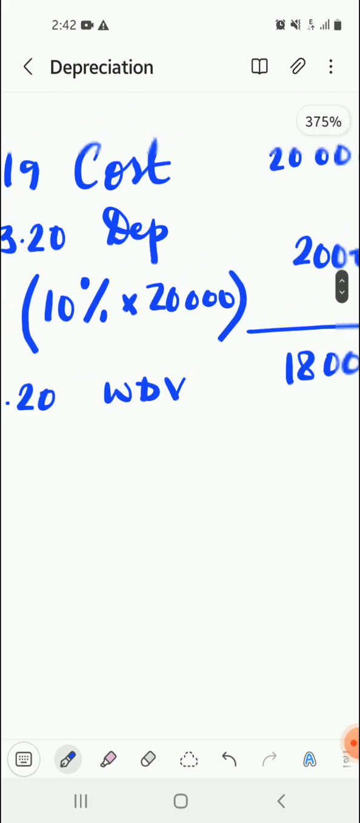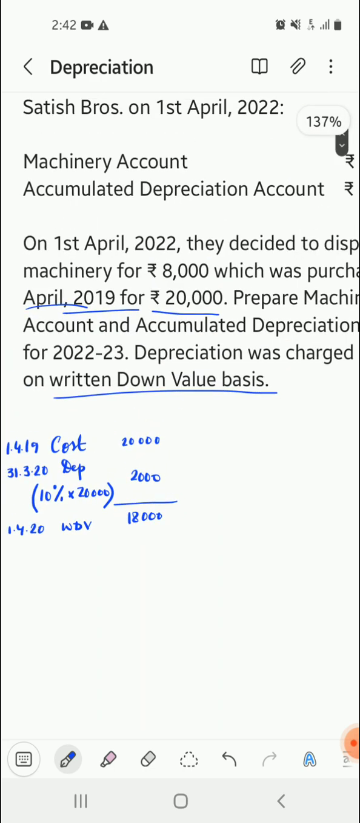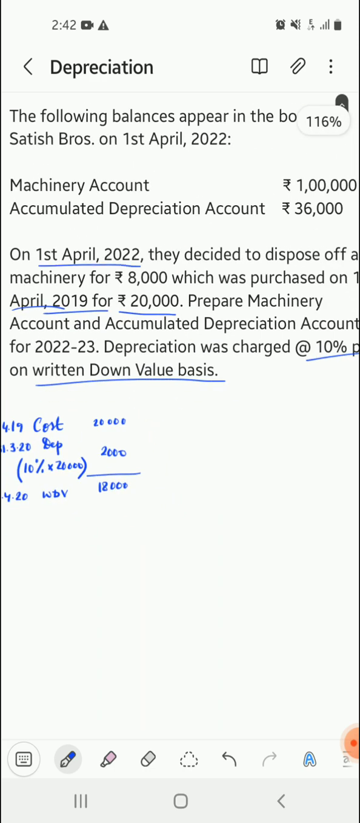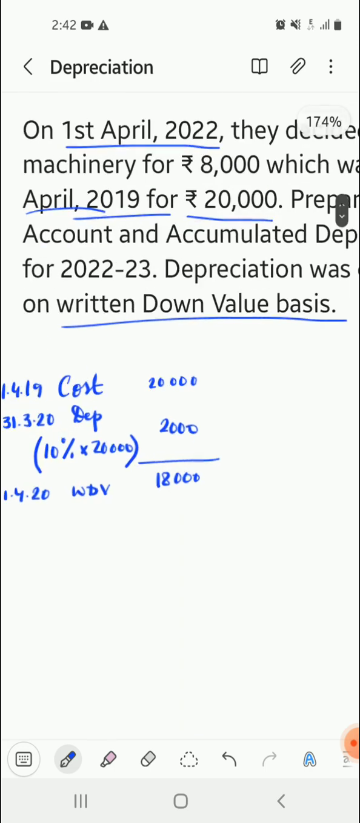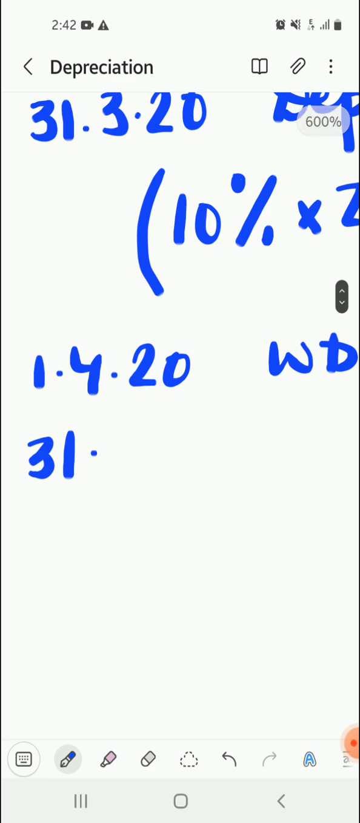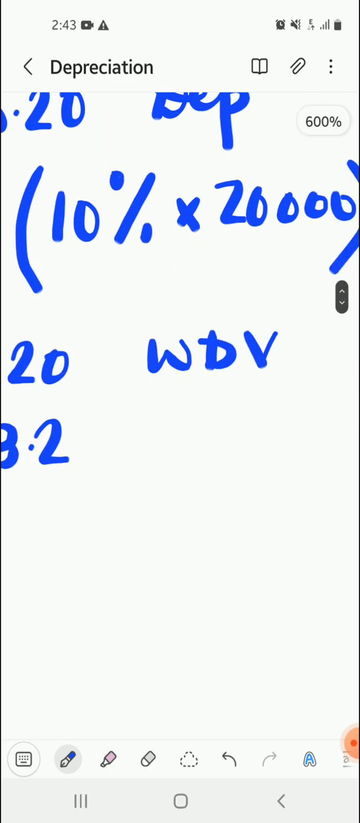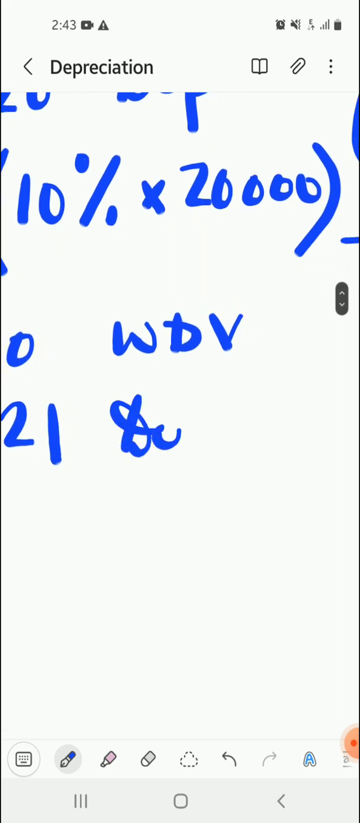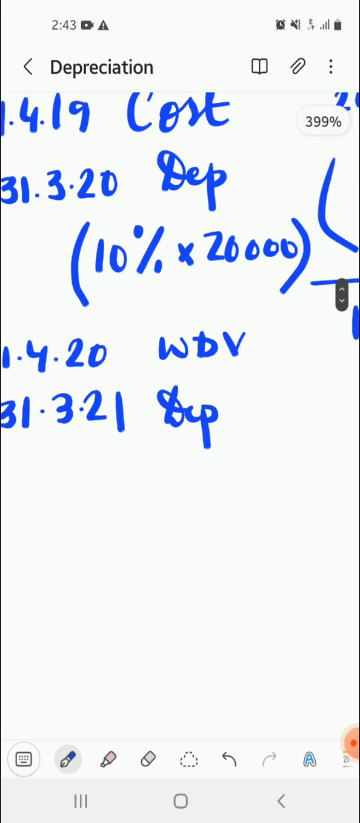Now we will again move to the next year's depreciation, because you can see it was sold on 1st April 2022, which means 2 years of depreciation, 1 year done here and another year to be done. So again, we will put the date as 31st March, and this time it will be 2021.